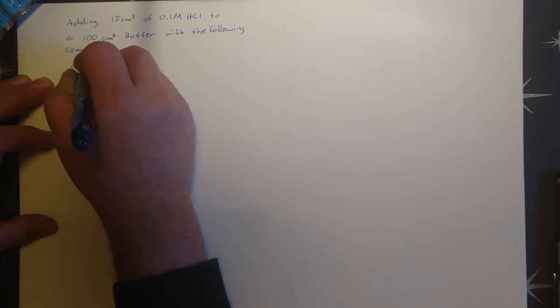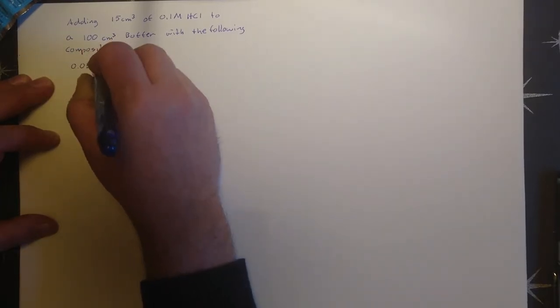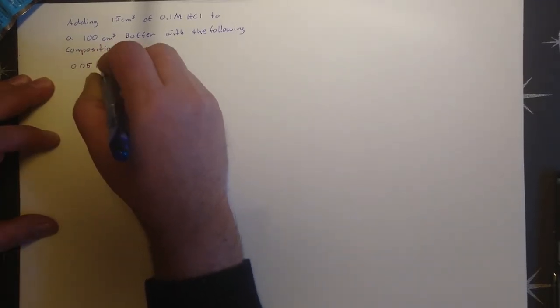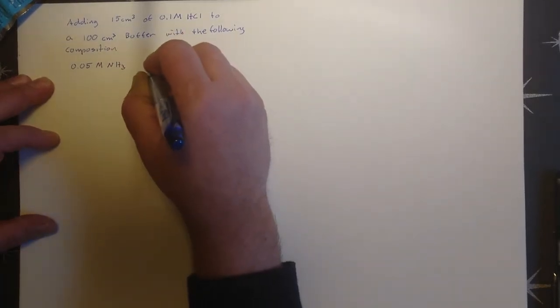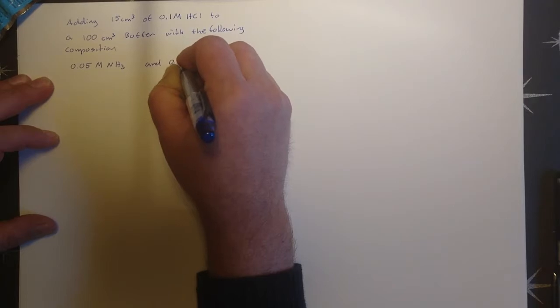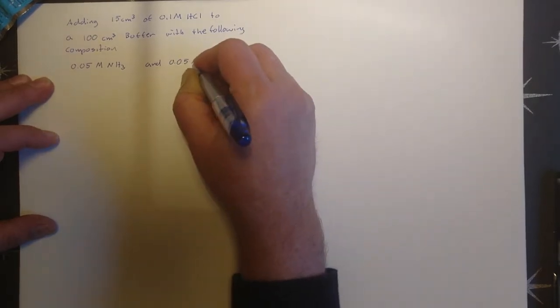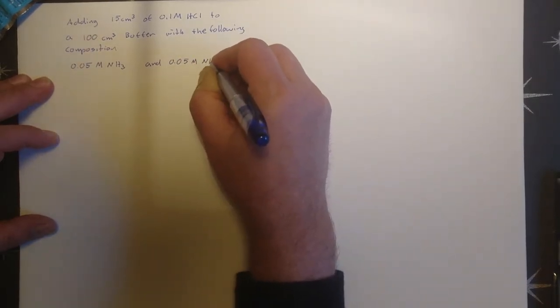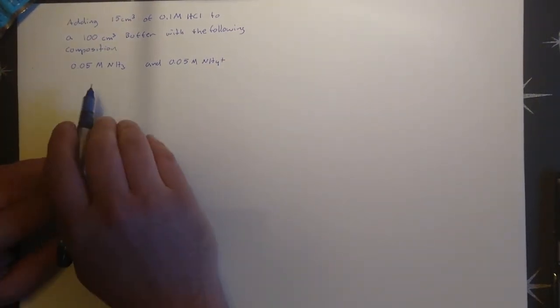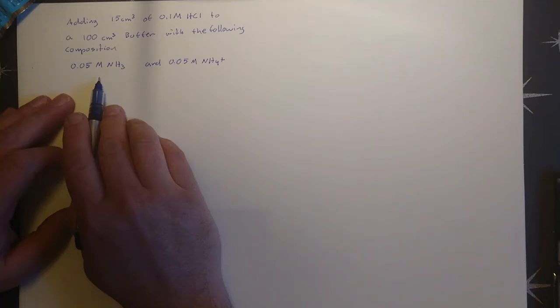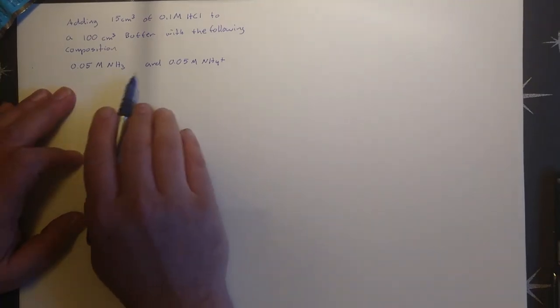0.05 molar NH3 and 0.05 molar NH4 plus. So these are the concentrations of the conjugate acid and its base.